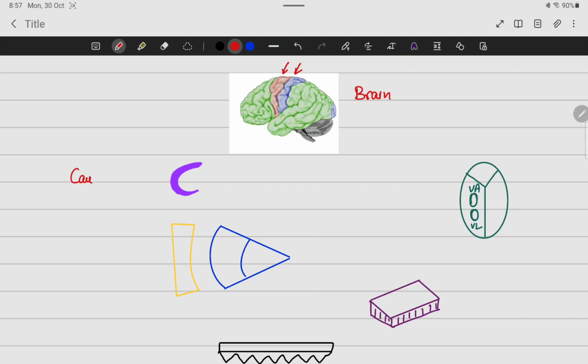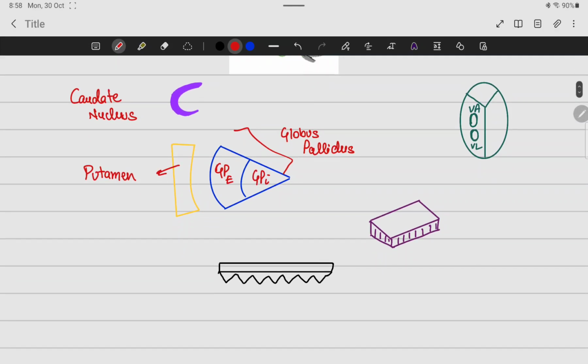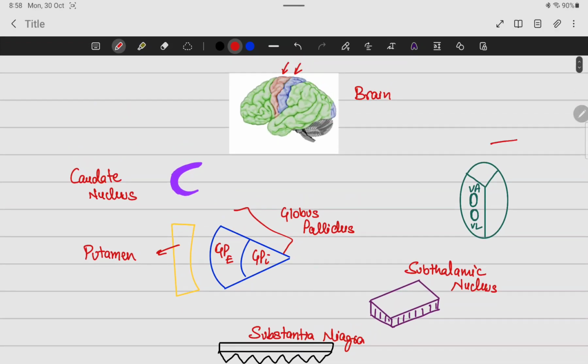Then this is your caudate nucleus. Then this thing right here is your putamen. This is called globus pallidus, which is divided into two parts: globus pallidus externus and globus pallidus internus. Then this is your substantia nigra. This is your subthalamic nucleus, and this thing finally you can see is your thalamus.